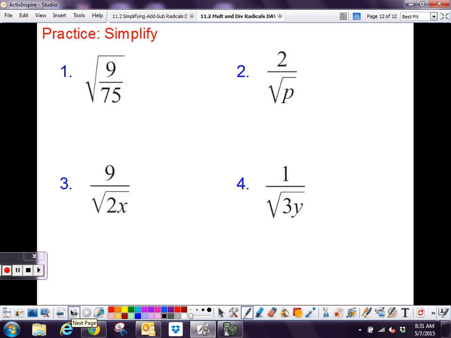Okay, so here we go. This is our last slide. We're just going to look at 4 more practice problems. Okay, so here we go. Number 1, I need to break this apart into the square root of 9 over the square root of 75.